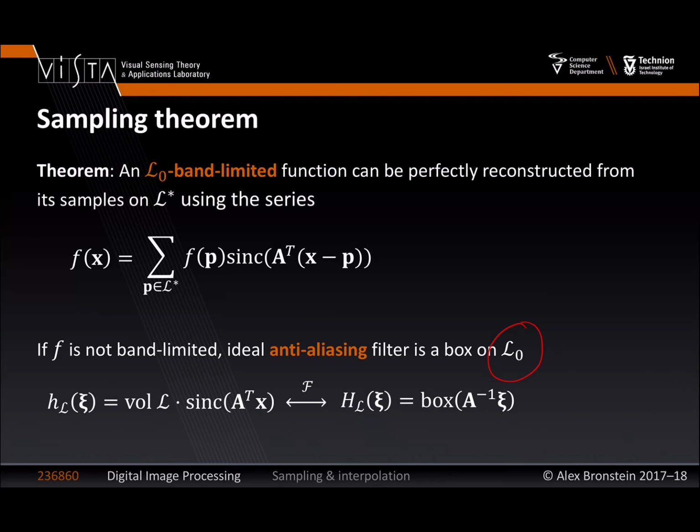And if I do the inverse Fourier transform of this scaled box by using the stretching property, it will be sinc stretched by A transpose and scaled by the volume of the lattice L. This is just the stretching property of the Fourier transform. And this is exactly the sinc that appears here. Obviously you see why, right? Because we obtained this perfect reconstruction by applying an ideal low-pass filter.